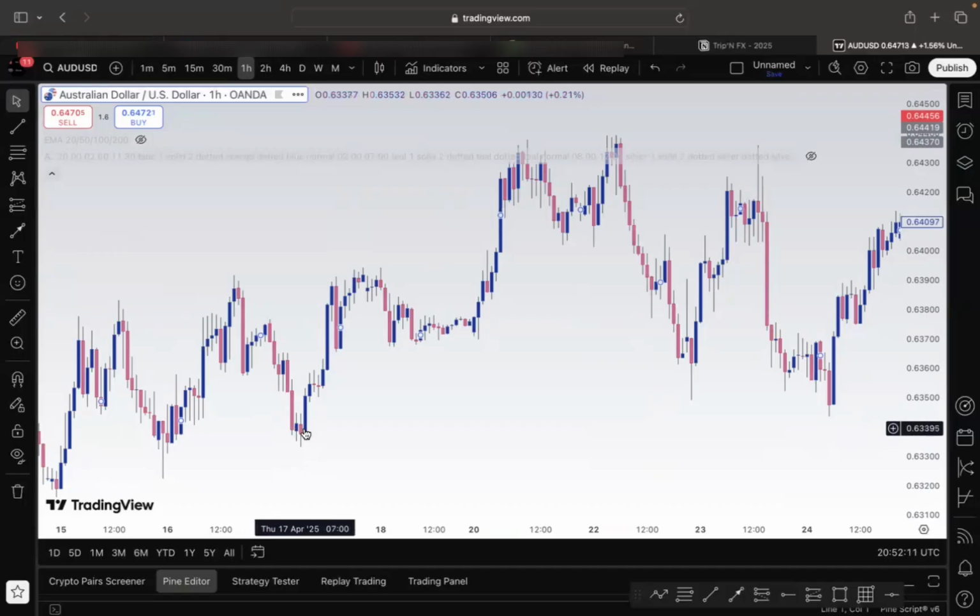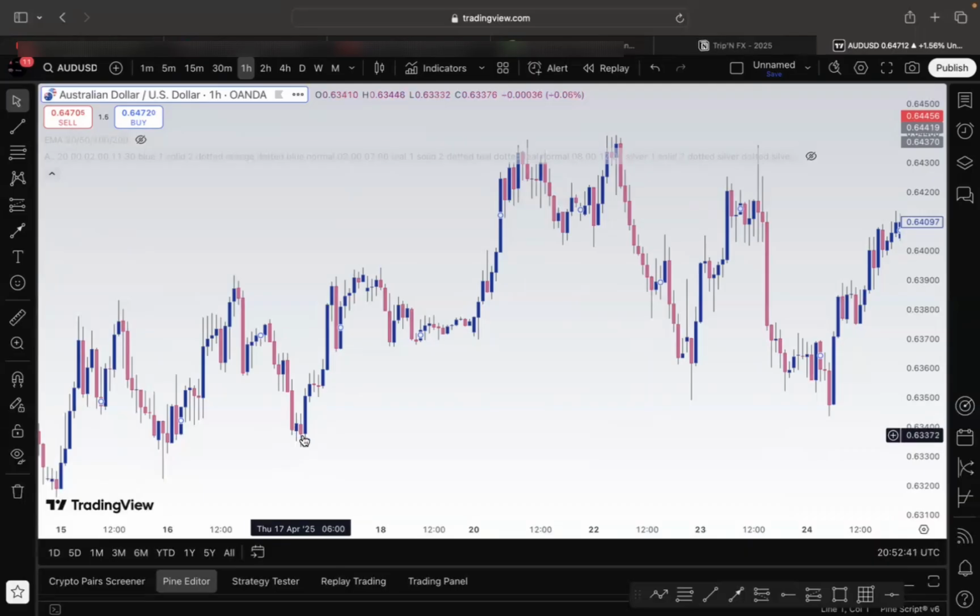This is the 1 hour, so it means it took 2 hours. Most people here will be confused, right? But basically it's the same thing. Small body, small body means that neither party was able to capture the flag, in quotes. For those 2 hours, nobody was really in charge. Buyers tried to keep it up, sellers tried to push it down.